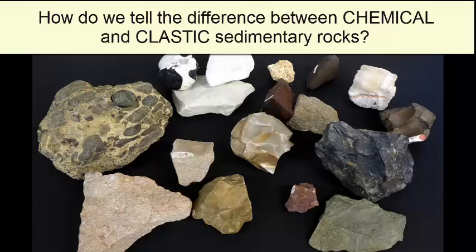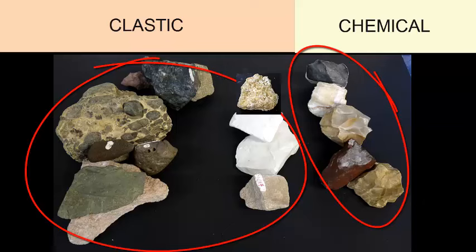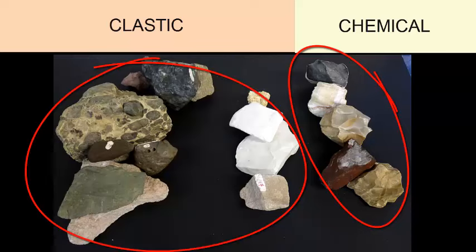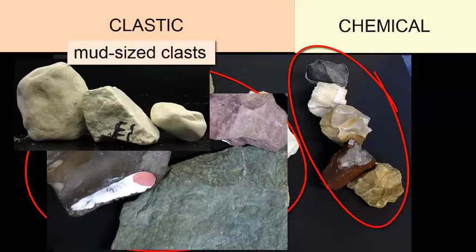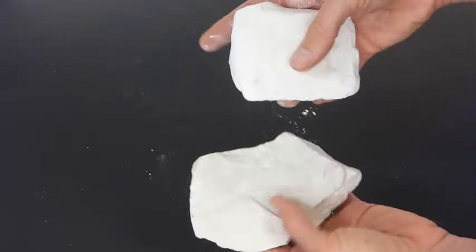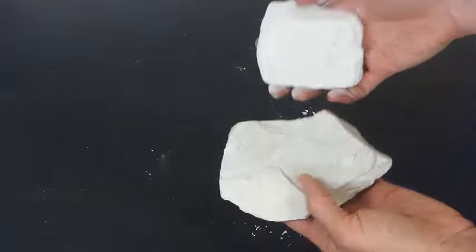How do we tell the difference? This pile of rocks contains both. So the first thing we can do with this pile is separate it into two piles based on texture. When we can see with our naked eye or with a hand lens individual grains stuck together, we know it's clastic. When we can't see grains, it's harder. Mud-sized grains will not be visible through a hand lens. If handling the sample leaves mud-sized pieces on our hand afterwards, we know it's clastic.